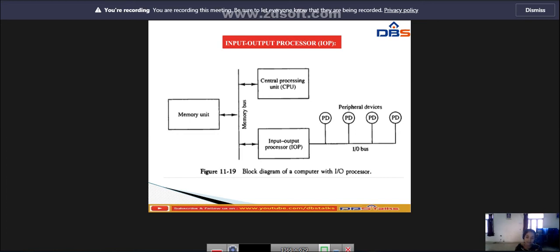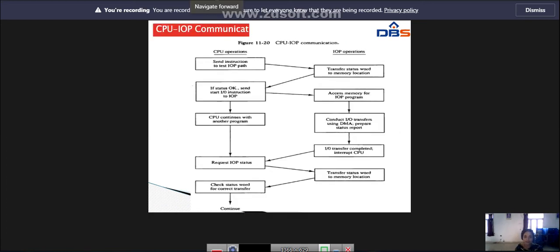The input output processor must structure data words from many different sources. For example, it may be necessary to take 4 bytes from an input device and pack them into one 32-bit word before the transfer to memory. The sequence of operations may be carried out as in this flow chart.